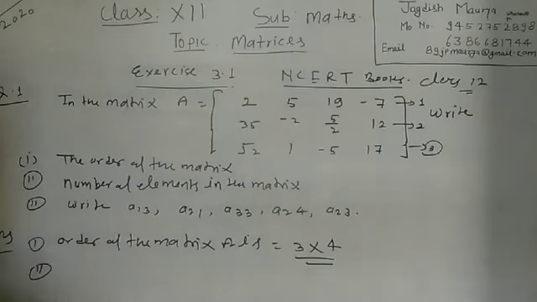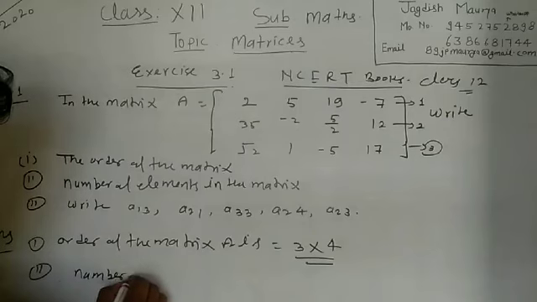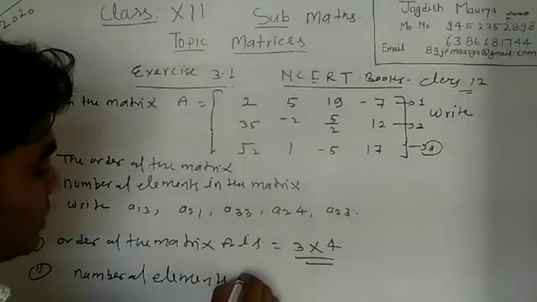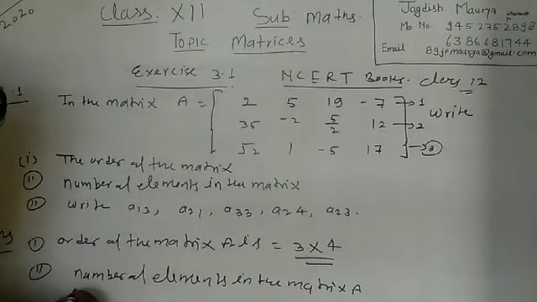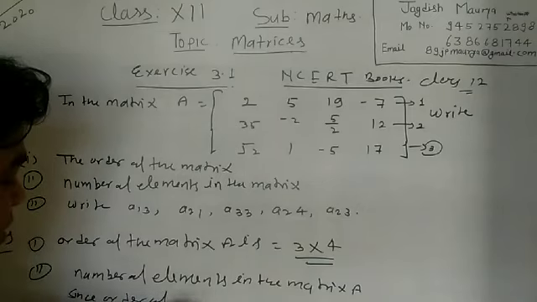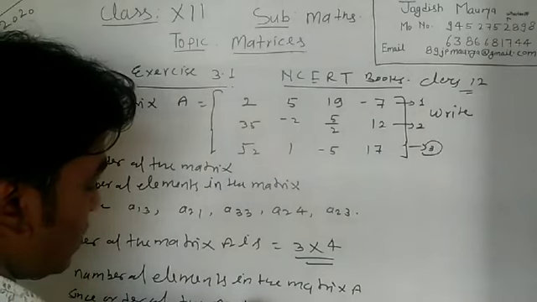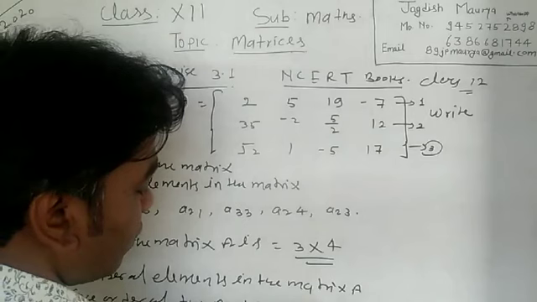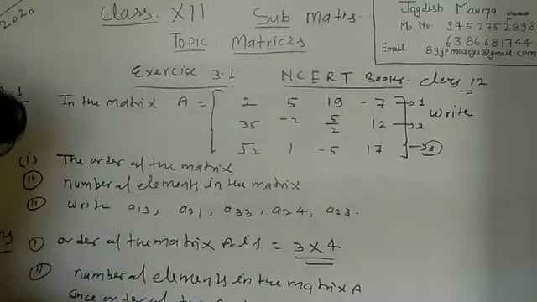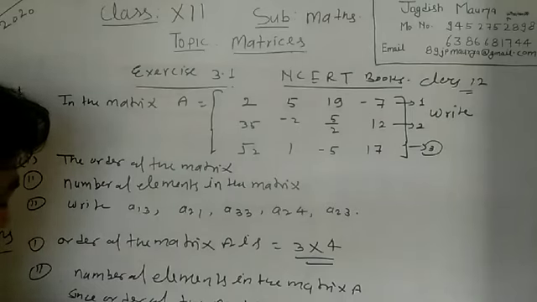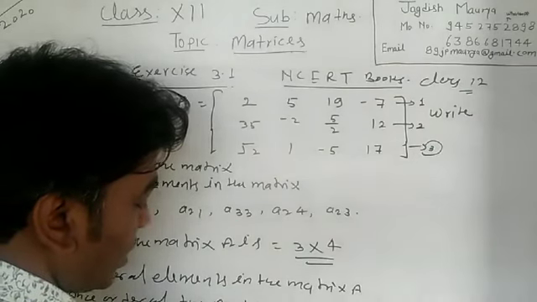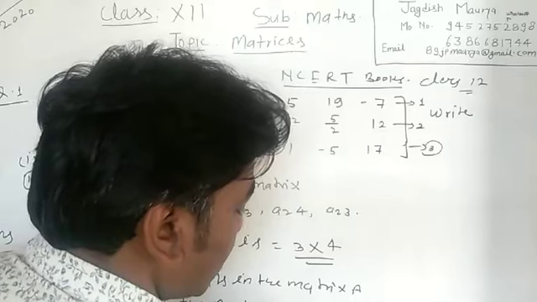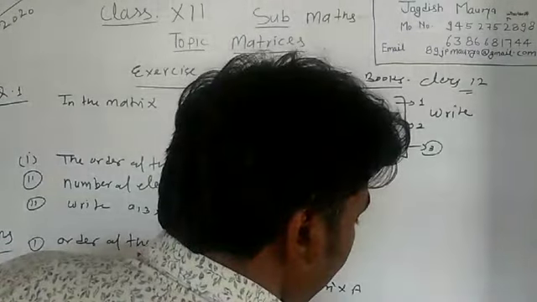Second, we have to write the number of elements in the matrix A. Since the order of the matrix is 3 by 4, therefore the total number of elements in the matrix is equal to 3 into 4, equal to 12.